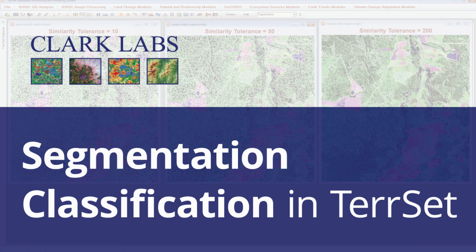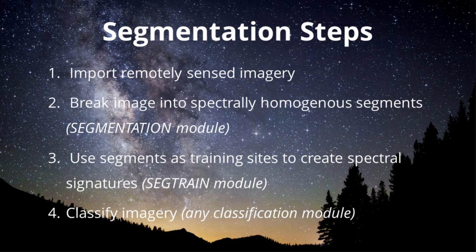In this tutorial, you will learn how to classify remotely sensed imagery using the segmentation procedure in TerrSet. The segmentation procedure is a supervised classification method based on assigning classes to spectrally homogeneous segments of your imagery. The segmentation procedure consists of several steps.